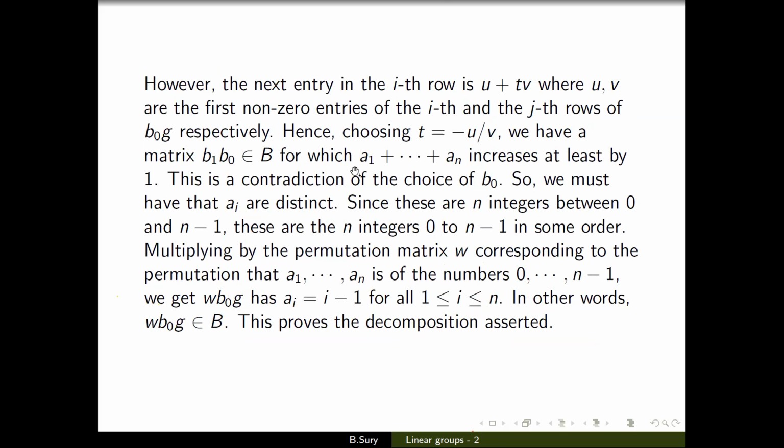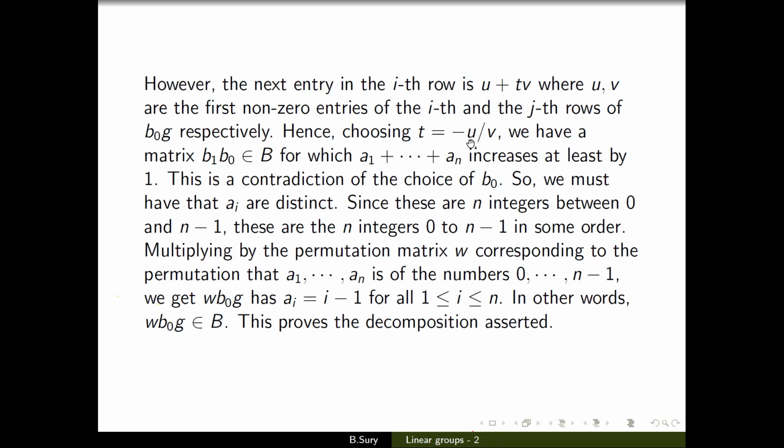Okay. So this is how I mentioned here. This increases at least by 1 by making this choice. Let me just go through it. U is the first non-zero entry in the ith row. V is the first non-zero entry in the jth row. We are assuming that the ith row and jth row both start with a_i zeros. So these are vertically above this, so your U is vertically above V.